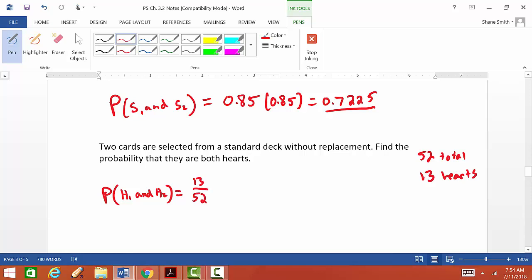Now, if I already drew a heart, what's the probability of getting another heart? Well, now the numerator and the denominator change, right? There's 12 hearts out of 51 total. And again, this is going to be a messy fraction, so we're going to multiply these and change to a decimal. Okay, so those are some basic probability questions. So let's move on to something a little more difficult on the next page.